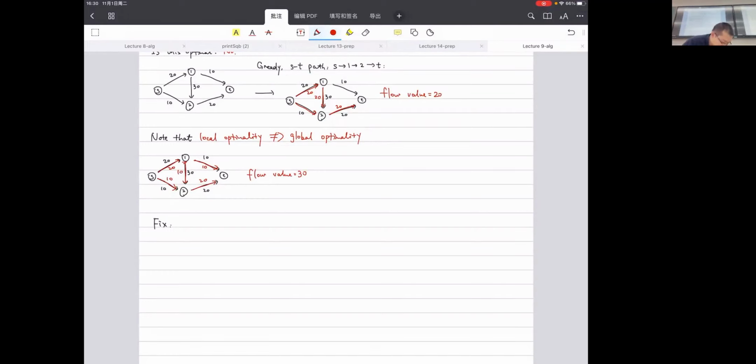But a slightly better strategy is this. Look at this example. Even though you only have 20 here as the final capacity, maybe you don't want all of your 20 here to go through this.